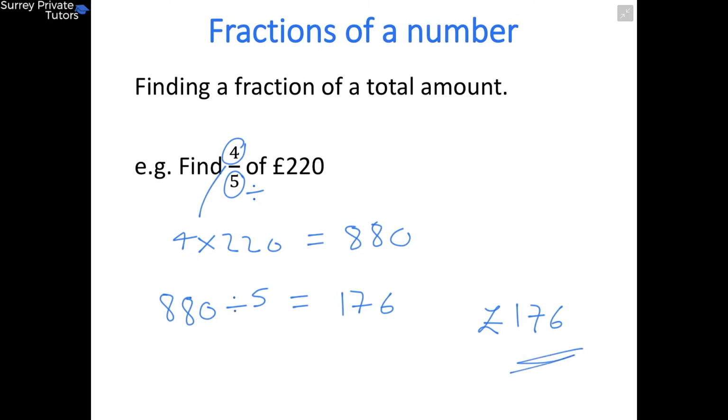So there's just two steps. First, you want to multiply by your numerator and then divide by your denominator.